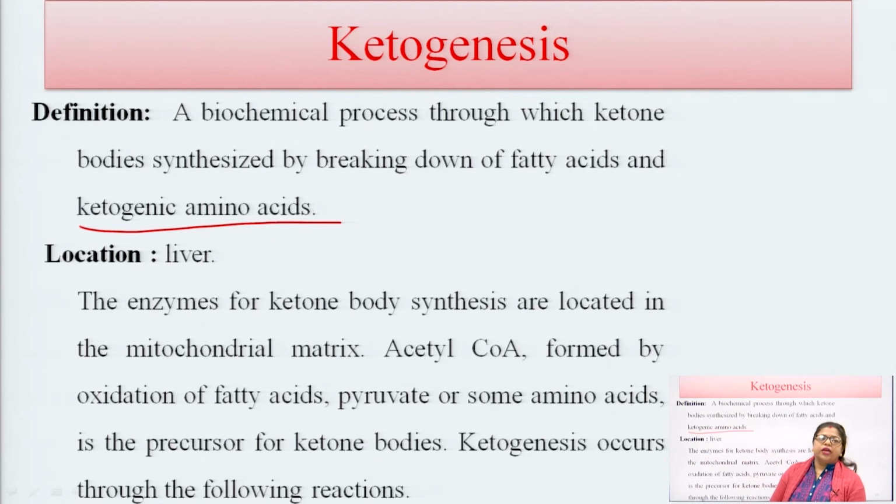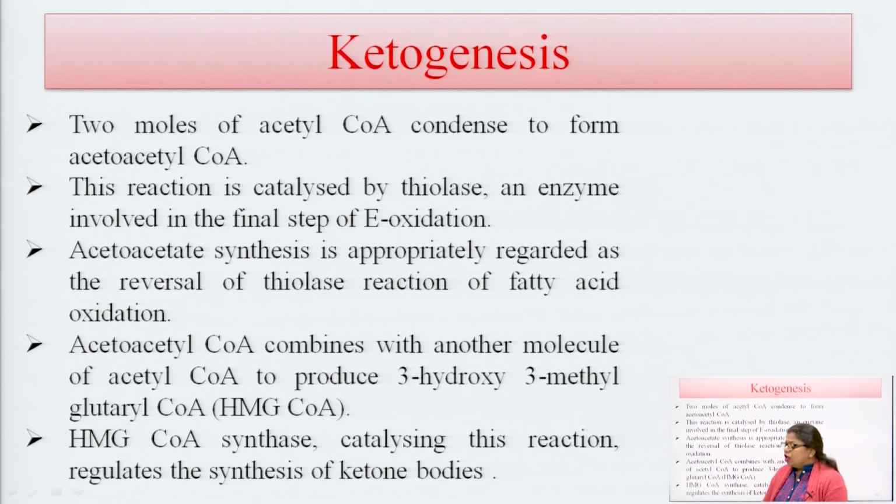So, the enzymes for ketone bodies synthesis are located in the mitochondrial matrix, and acetyl coenzyme A, which is formed by the oxidation of fatty acid, is basically required for the formation of ketone bodies. Two molecules of acetyl coenzyme A condense to form acetoacetyl coenzyme A. This reaction is catalyzed by thiolase, which is the enzyme involved in the first step of beta oxidation. So, acetoacetate synthesis is appropriately regarded as the reversal of fatty acid oxidation.